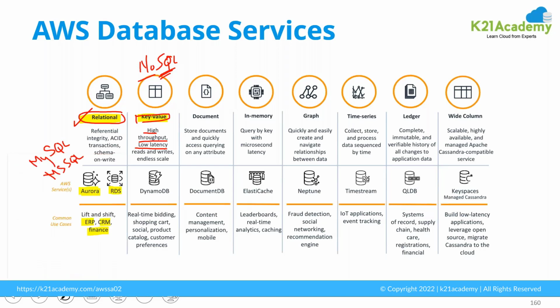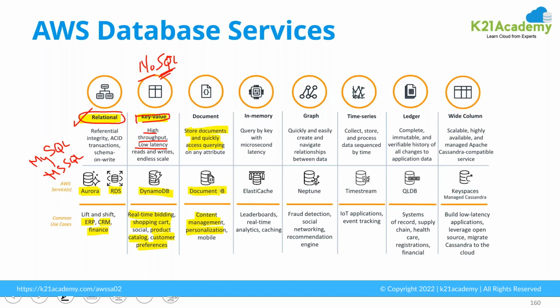If you have a use case scenario like real time bidding, a shopping cart kind of environment, a product catalog, or customer preferences that have to be noted, in those cases you use this key value kind of database, and the service is DynamoDB. Amazon provides it with the name DynamoDB. If you want to store documents and access them quickly, you have DocumentDB, which is available with Amazon. If you have to create a content management or personalization kind of database, then you can use DocumentDB.